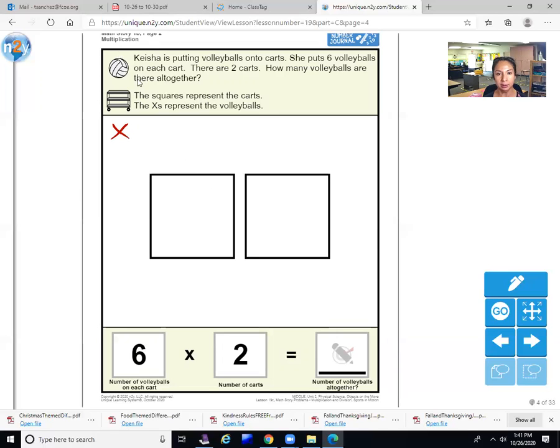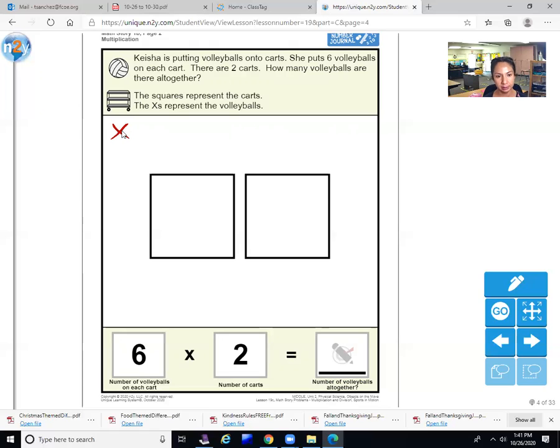And how many volleyballs does Keisha put onto each cart? She puts 6. So 6 times 2, which is the number of carts, equals the number of volleyballs altogether. Okay, so we only have 2 carts, right? 1, 2, but we need to put 6 volleyballs onto each cart.